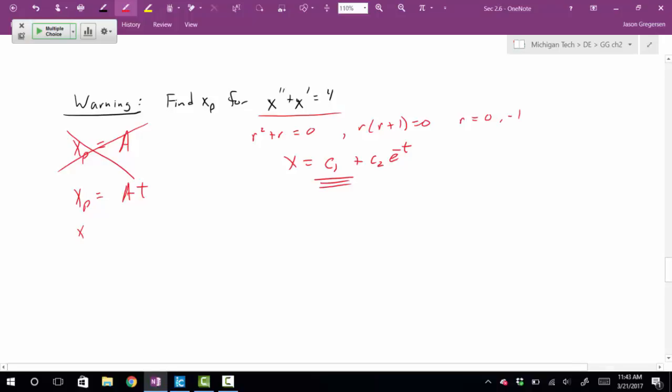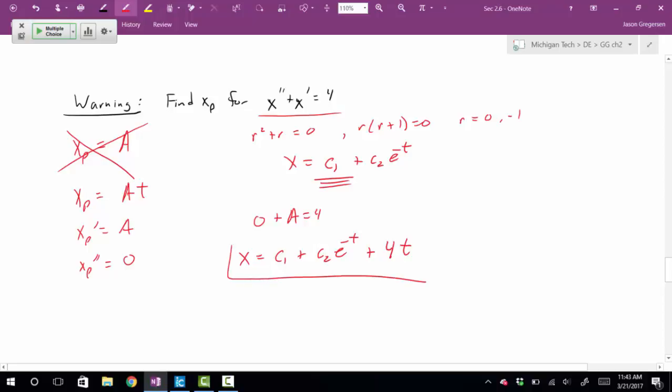And now I take the derivative, and I take the second derivative. And I plug that in and I get 0 plus a equals 4. So a is 4. That tells me my general solution is c1 plus c2 e to the negative t plus 4t. Questions?